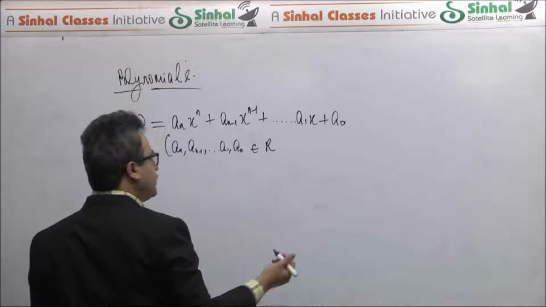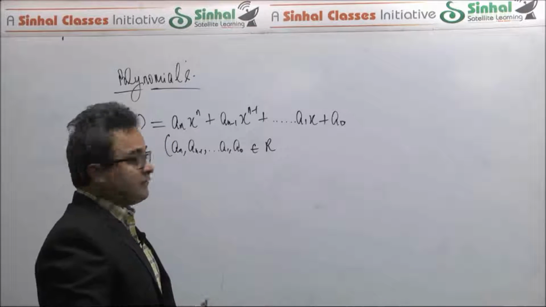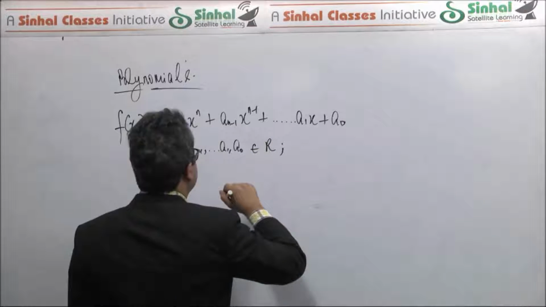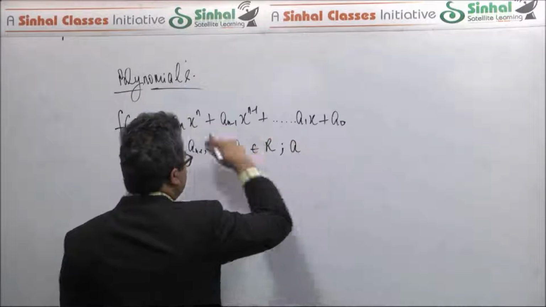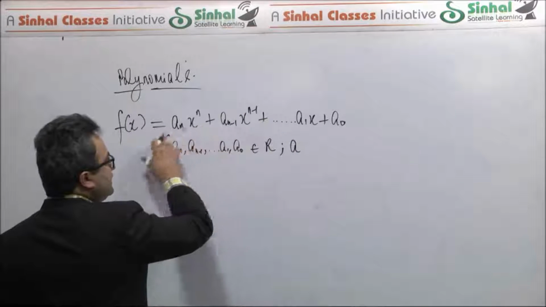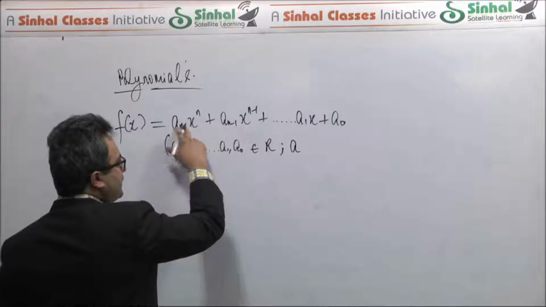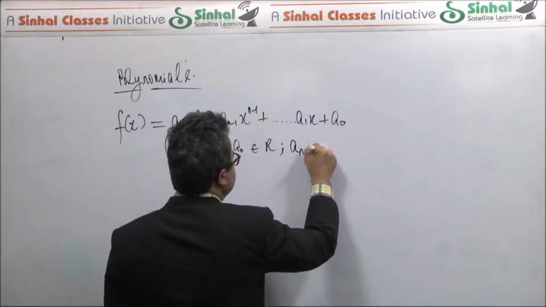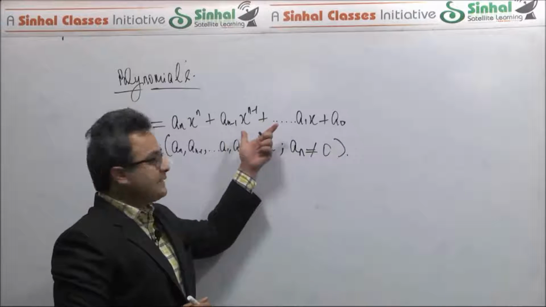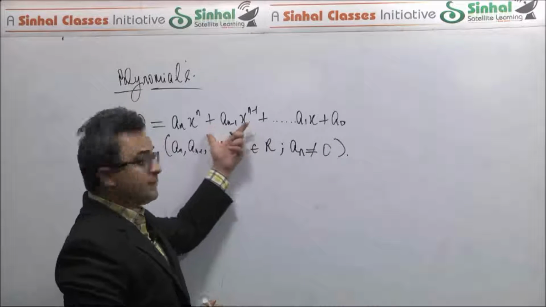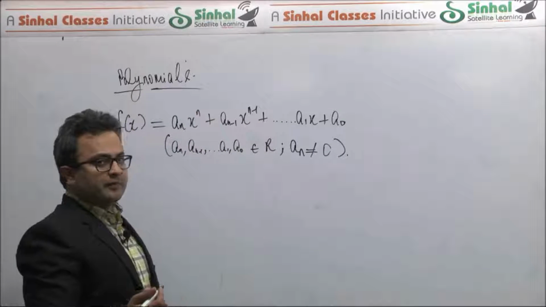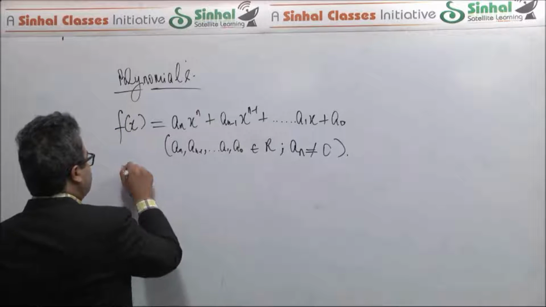The coefficients, again, you could also define a polynomial function for non-real coefficients, but at the moment we'll be restricting ourselves to real coefficients. And of course, if you want to call this a polynomial function of degree n, you'll have to impose the condition that the leading coefficient, the coefficient of x raised to n, must not be 0. So a_n over here is not 0, right? So this then becomes a function of this particular form, where n of course is a natural value, a polynomial function of degree n, right?